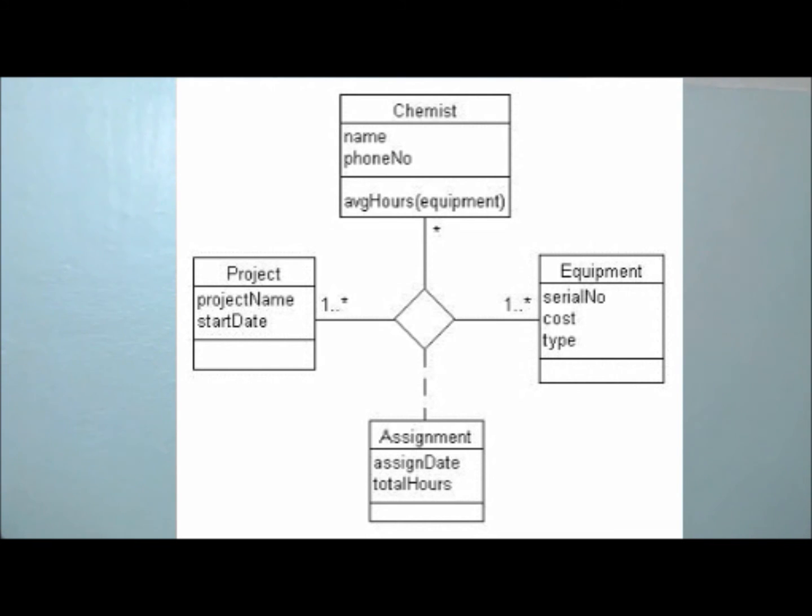Equipment is on the right-hand side. Again, 1 to star shows there's one to many pieces of equipment. The name for the equipment is equipment. This is a class diagram right here. Serial number, cost, and type allow us to know exactly which piece of equipment we've got. And then the chemist, project, and equipment are all assigned to a particular assignment, which has date and total hours, so we can track what's going on for a chemist on a project. Because remember, a chemist could be on more than one project.